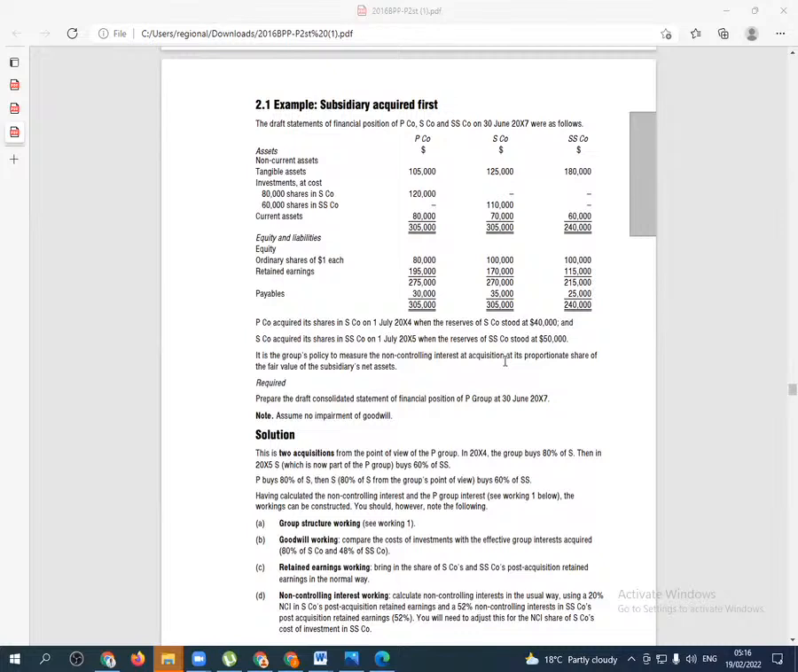So they want us in this case to prepare the draft consolidated statement of financial position of P Group at 30th June 2017. So the very first thing that we need to do, ladies and gentlemen, is really to understand how this group is structured. That is the first thing that we need to understand. How is this group structured?